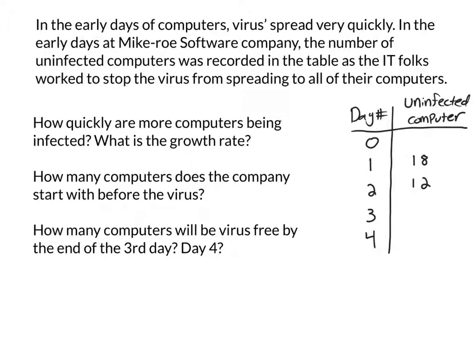So I'm going to think, oh, I have a value of uninfected computers. I'm going to multiply by that rate to get down. And this is a decay problem because the number of computers that are uninfected is decreasing, so my rate goes down. So what is my rate? My rate is 18 times R equals 12. Divide by 18, divide by 18. R equals 12 divided by 18. It ends up being 2/3.